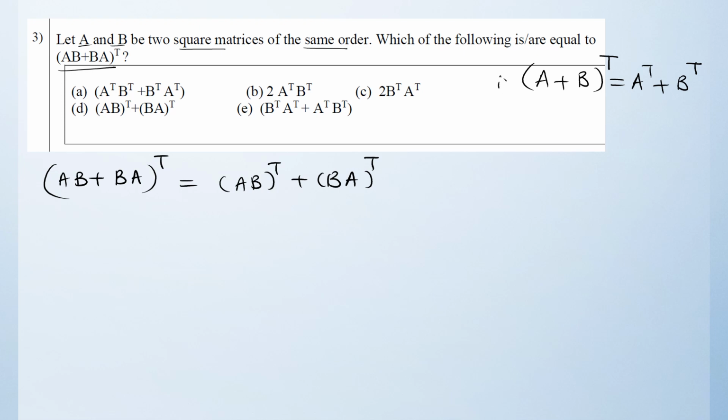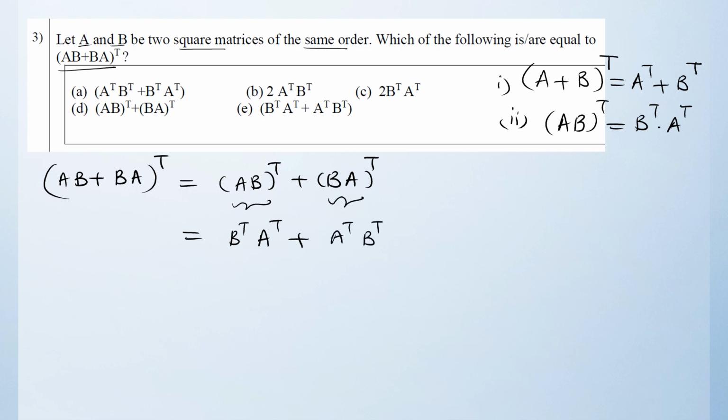Then again we know that for the multiplication AB, its transpose equals B transpose into A transpose. We can apply the same result. Then for this one we have B transpose A transpose, plus for this one we have A transpose into B transpose. This answer is there in part D, so this is correct. This is also there in E, so this is also correct.